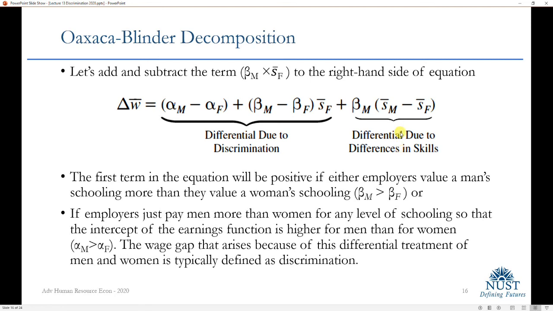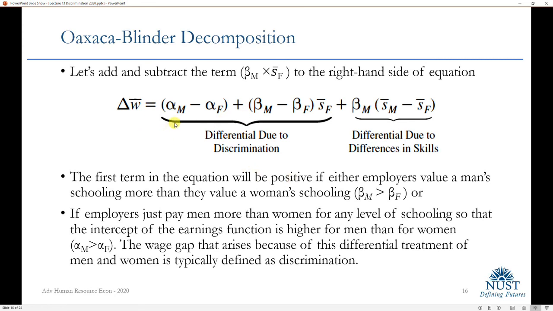So the idea is that it is quite possible that females are less skilled, that's why they are paid less. So in this transformation, we are actually decomposing the skill component of the wage differential from the discrimination component of the wage differential. This is the difference between average skills of male and female. If you multiply this with the beta for male, it will give you the contribution of skills towards the differences in wages.